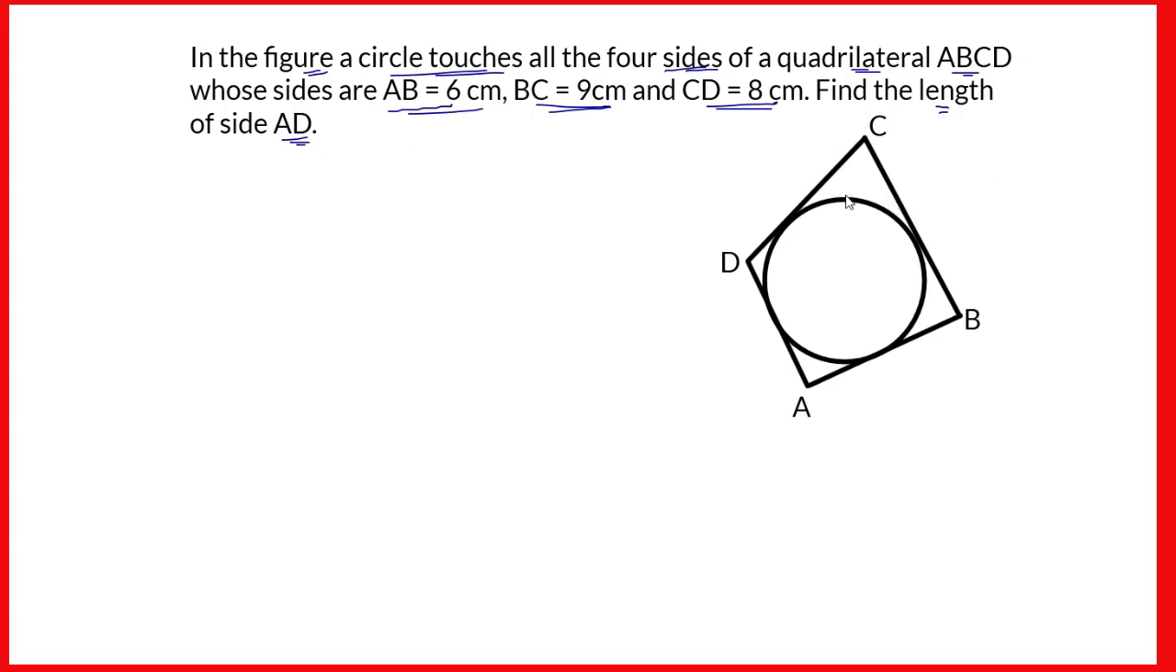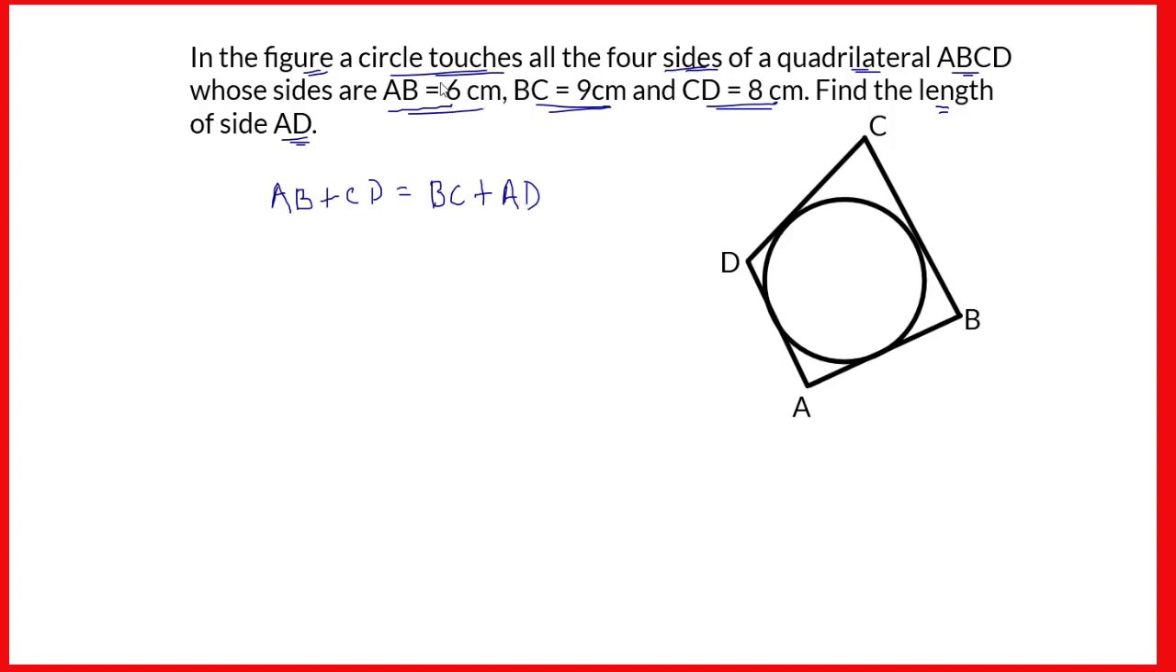Friends, here we see that this circle touches the quadrilateral ABCD, and we know that when the circle touches the quadrilateral ABCD, then the sum of the opposite sides is always equal. And here we will apply the same knowledge, and therefore AB plus CD is equal to BC plus AD.